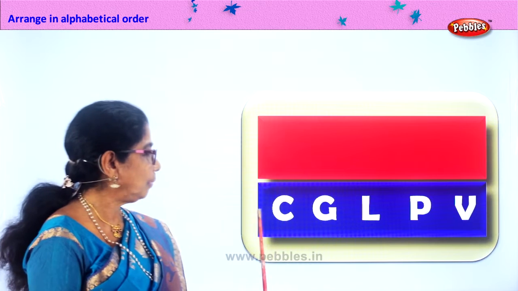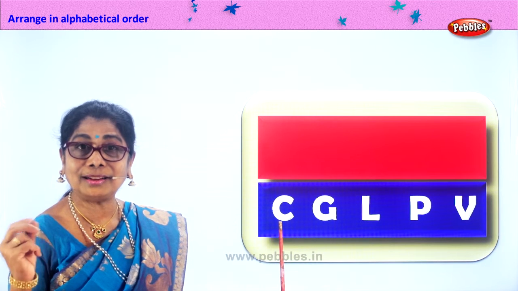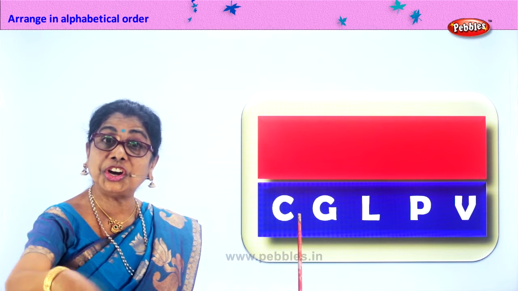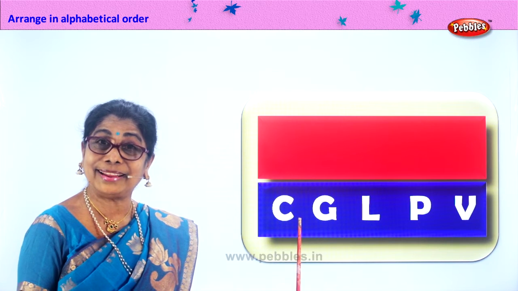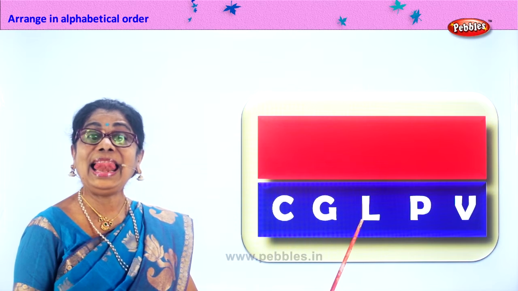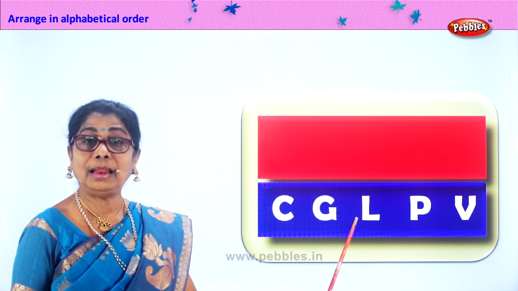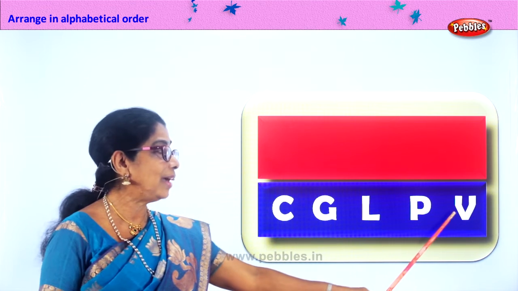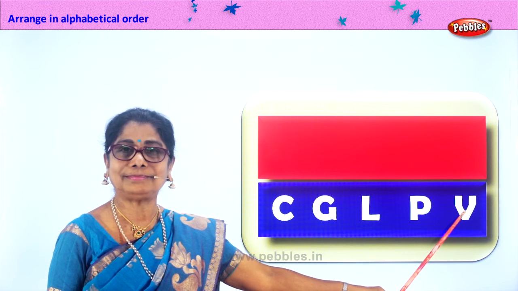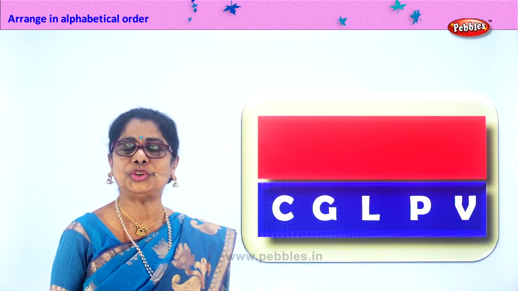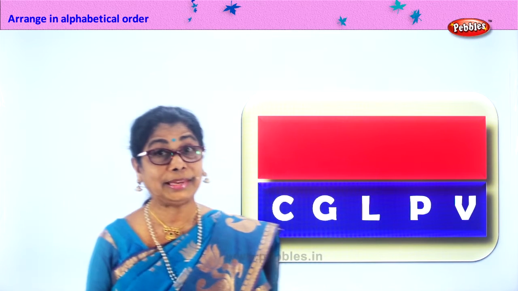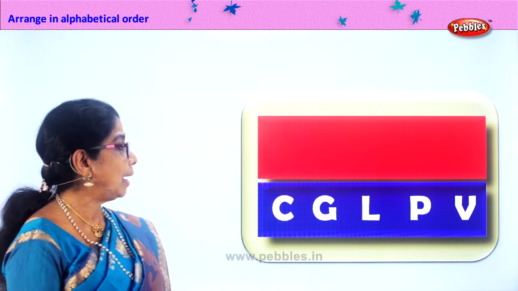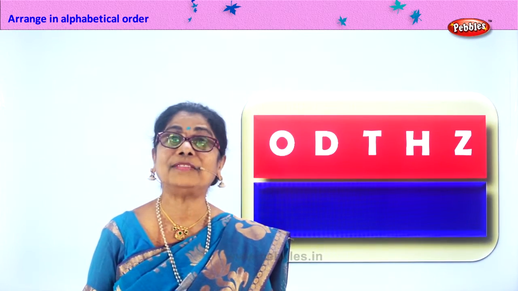Very good. C, K. What's the sound of C? K. G, G. What a G goes down the drain. Good. L, lollipop. L, P, P. And finally, V, V. Very good. Did you enjoy arranging all the letters in alphabetical order and remembering their sound? Very good. Let's look at another set of letters.